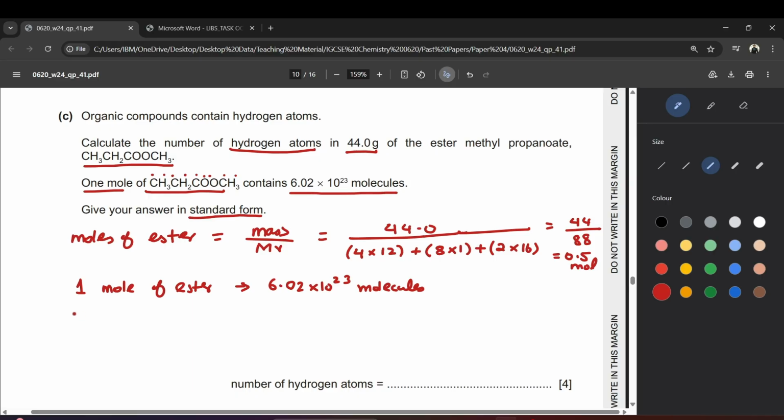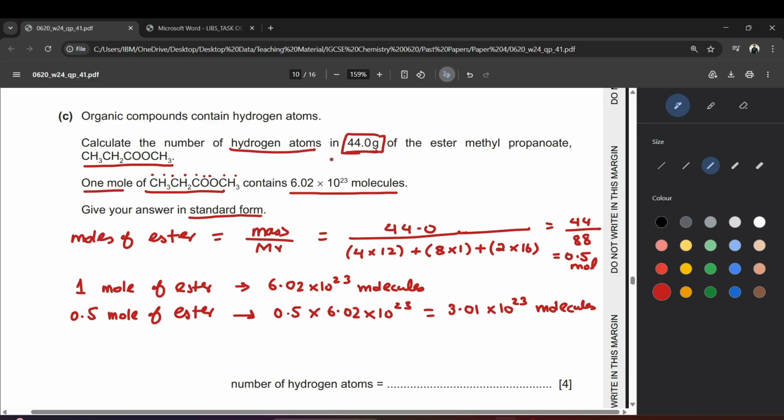Okay, so how many molecules will I have for 0.5 mole of ester? That would be cross multiplication, right? So we can directly say 0.5 into 6.02 into 10 to the power 23. So that will be equal to 3.01 into 10 to the power 23. These are the molecules of ester that you have in 44 grams. But that is not the question. The question is how many hydrogen atoms do you have?